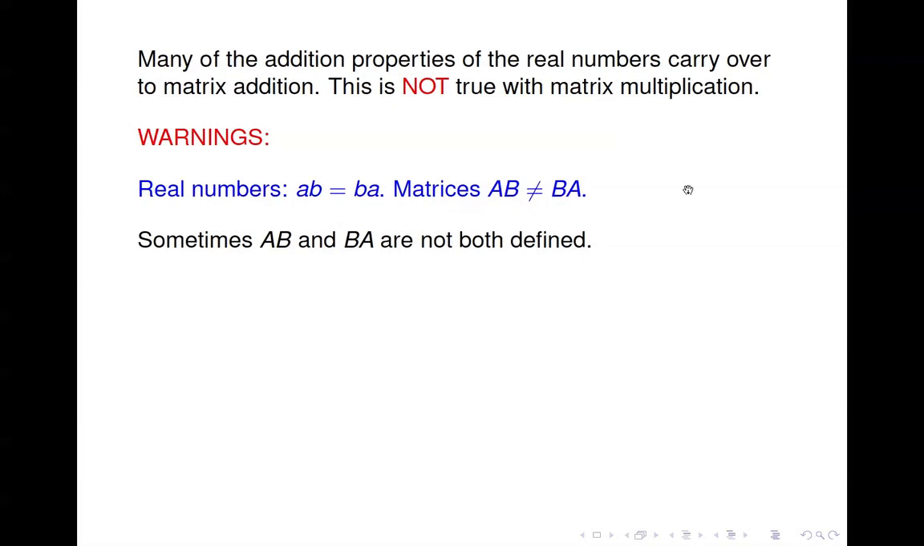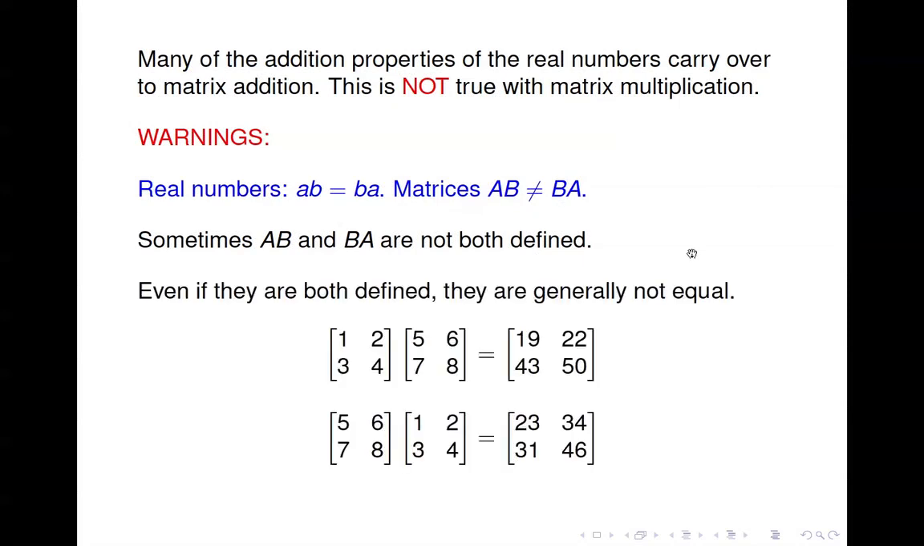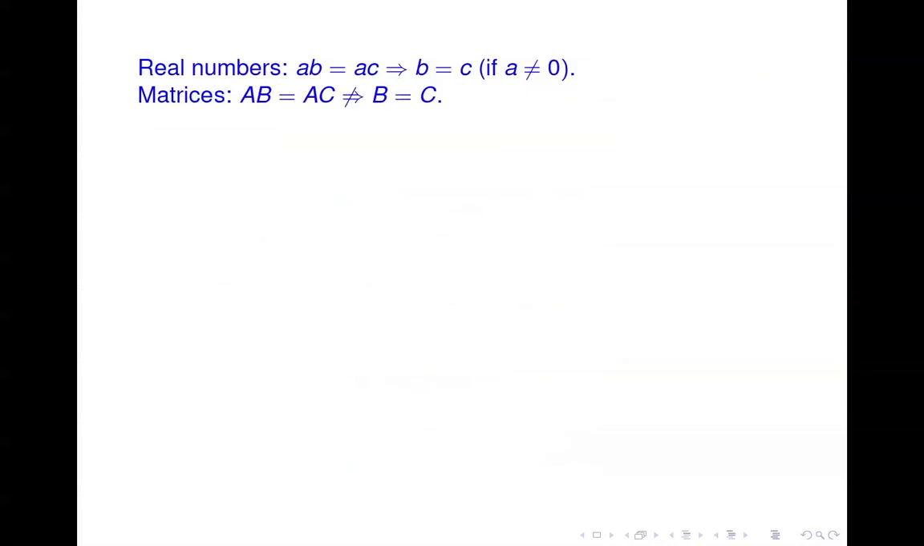One reason is that sometimes they're not even both defined, right? Maybe you can multiply A times B, but you might not be able to multiply B times A, and vice versa. However, even if they are both defined, you can't guarantee they'll be equal. So here's an example. Here's a matrix A times B, and we get this product. If we reverse the order, multiply B times A, we get a totally different matrix. Okay? So just because you can compute both products doesn't mean that they'll be the same result. So don't make that mistake.